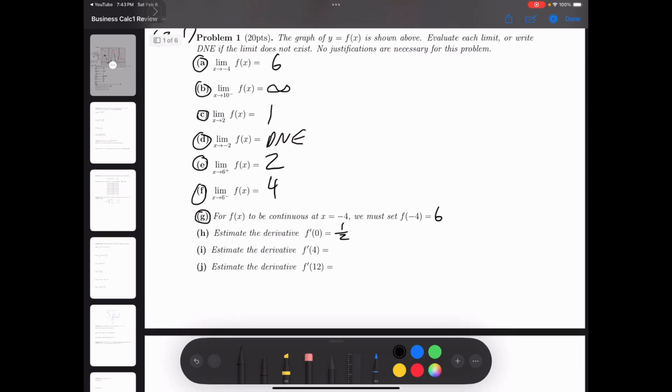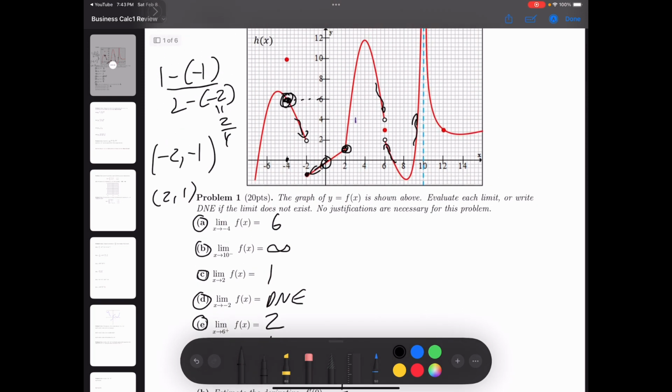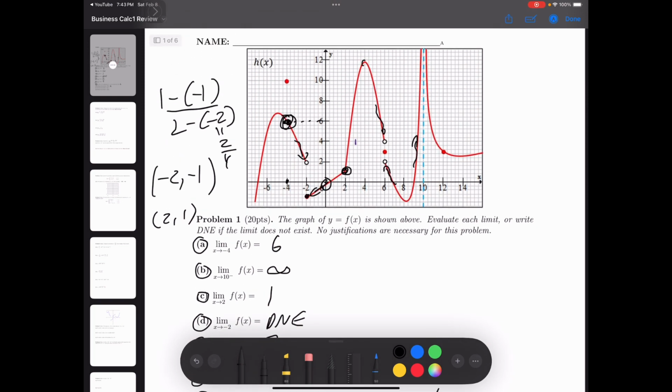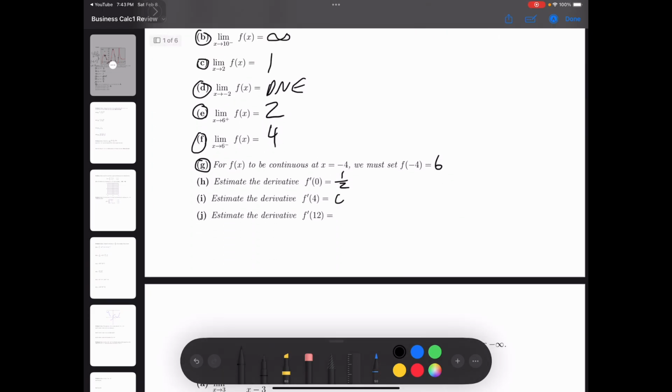Part I says estimate the derivative f prime of 4. When we're at 4, it looks like our slope is about 0. So our derivative is about 0.